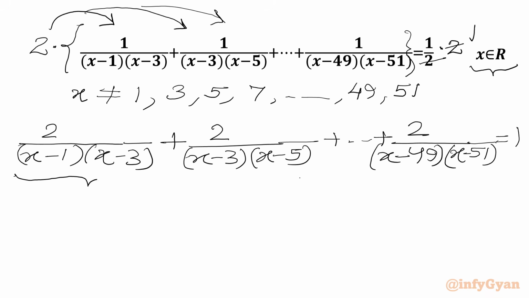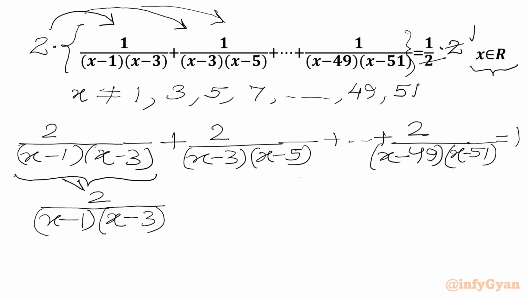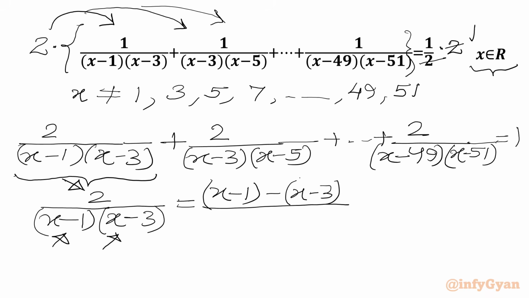Now I will write the first term separately. We can write 2 over (x minus 1)(x minus 3). We have 2 in the numerator and x minus 1, x minus 3 in the denominator. Can we write the numerator in terms of the denominator? So yes, we can write 2 equal to (x minus 1) minus (x minus 3). The difference is 2.